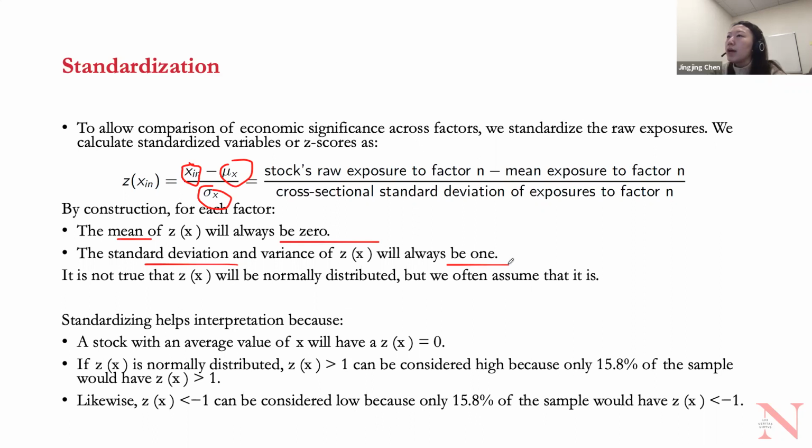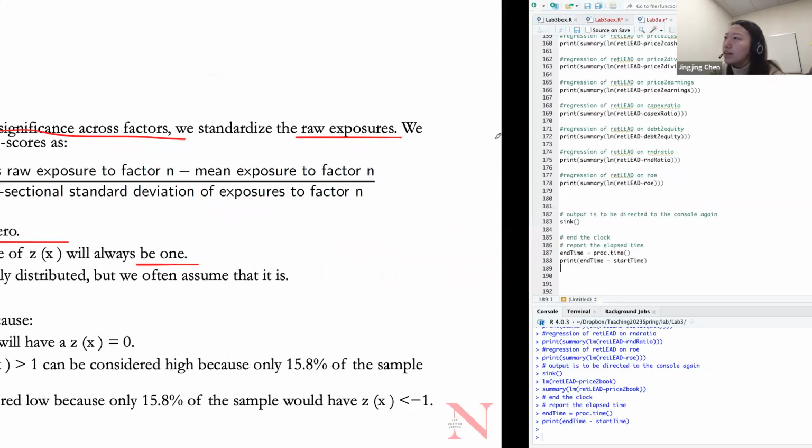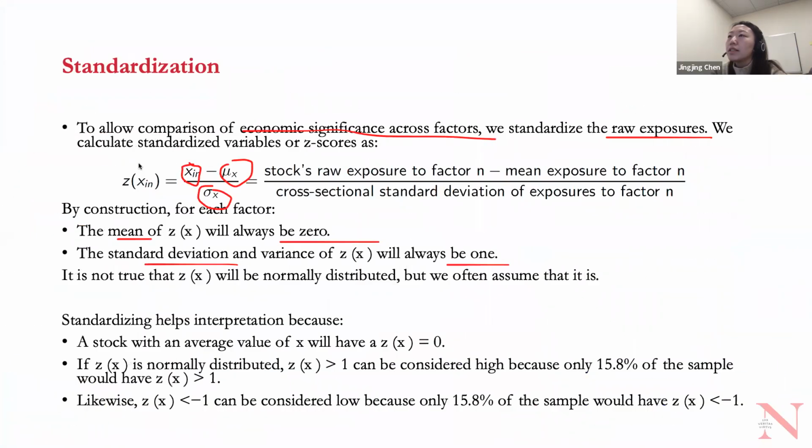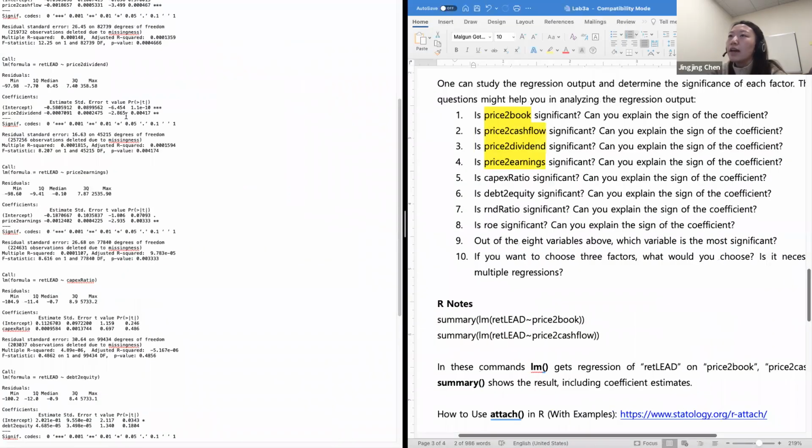So the coefficient that we estimate from our regression, we can use to compare to another coefficient, because the raw variable, the raw exposure, has been standardized. So we can do the comparison of economic significance across factors. We haven't done that. So the only thing that we can compare is the statistical significance, which is the t-value.